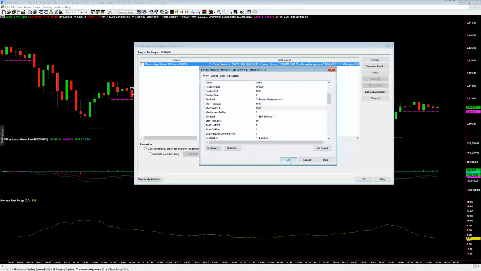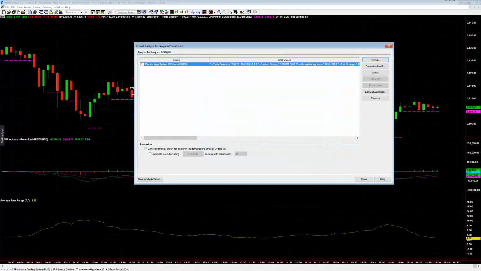Without optimizing. Auto execute, turn that off. Just turn auto execution off. That's the fastest way to do it.